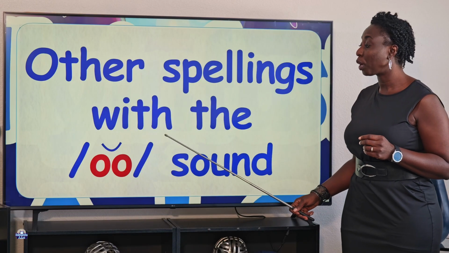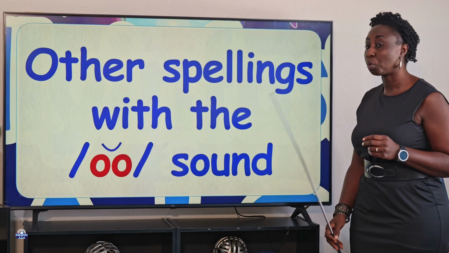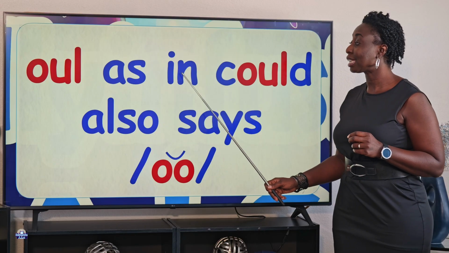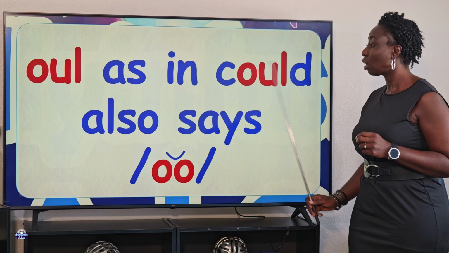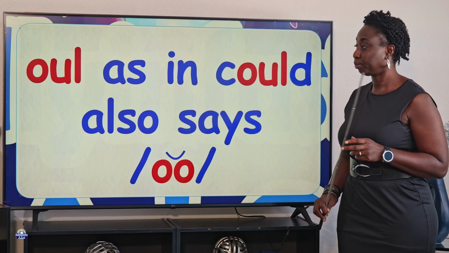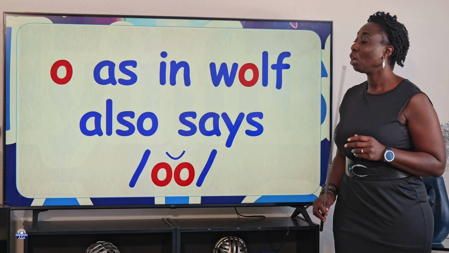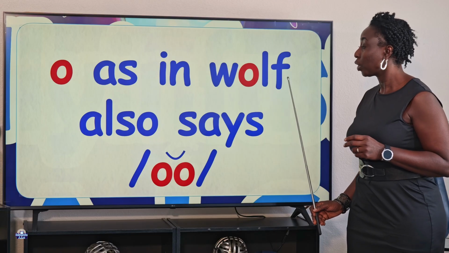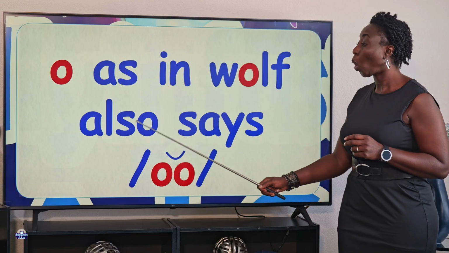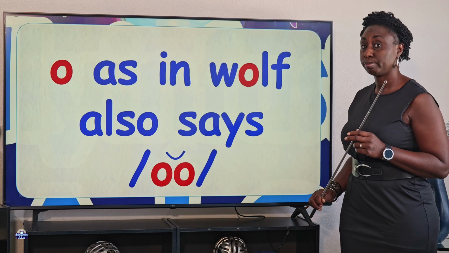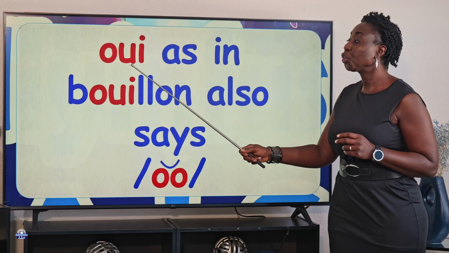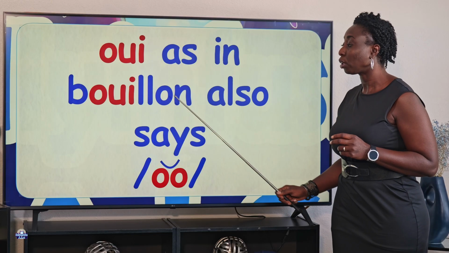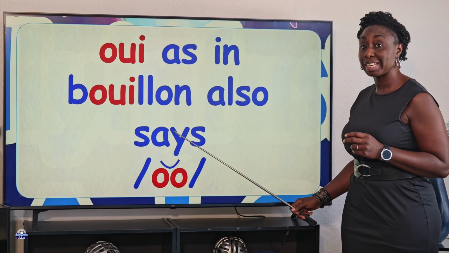Other spellings with the /ʊ/ sound. O-U-L as in c, ould, could, also says /ʊ/. O as in w, o, l, f, wolf, also says /ʊ/. U-I as in b, u, l, l, i, o, n, bullion, also says /ʊ/.